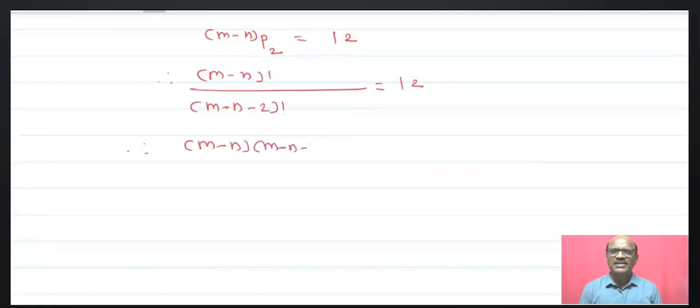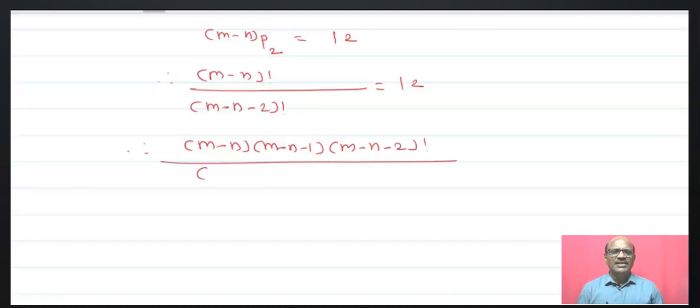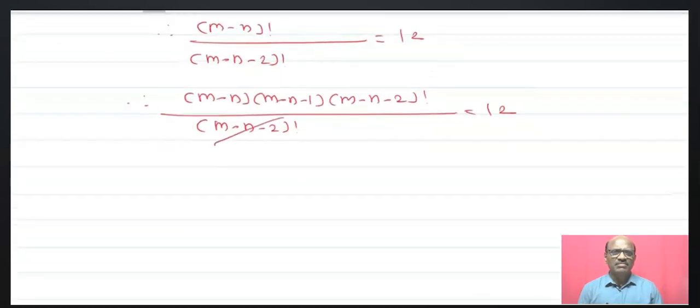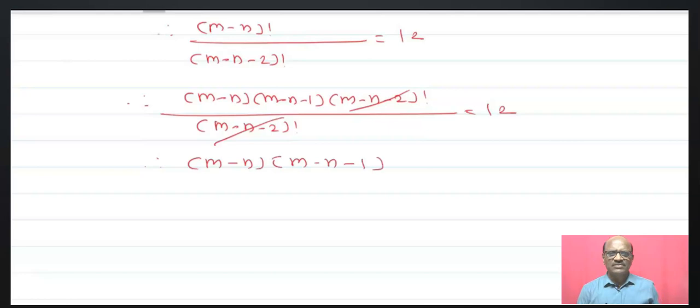Now next, m minus n P2 is equal to 12. Now again, this can be written as (m minus n) factorial upon (m minus n minus 2) factorial. We can cancel it. See this if you want to see. (m minus n) factorial can be written as (m minus n)(m minus n minus 1)(m minus n minus 2) factorial, and now these two terms get cancelled.